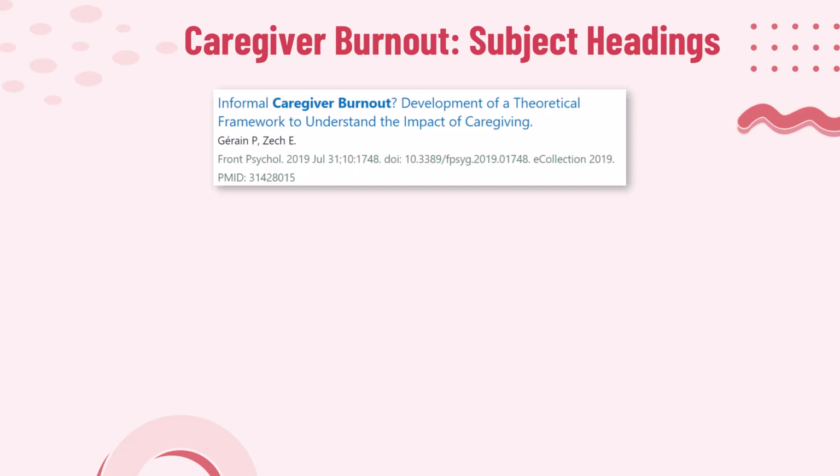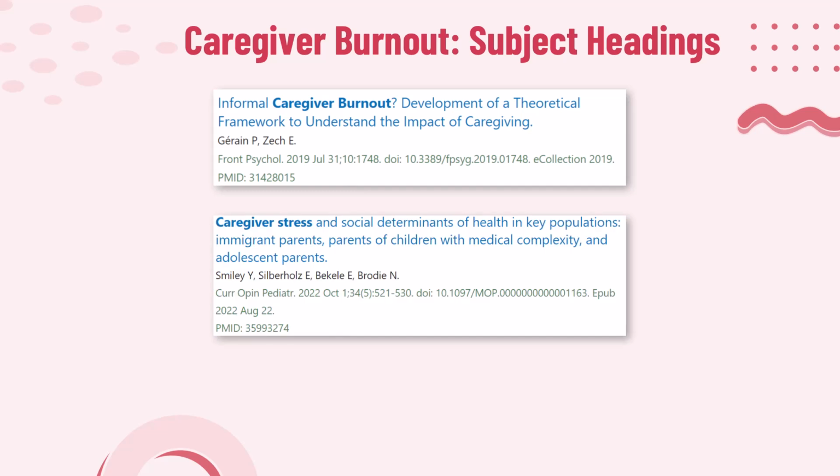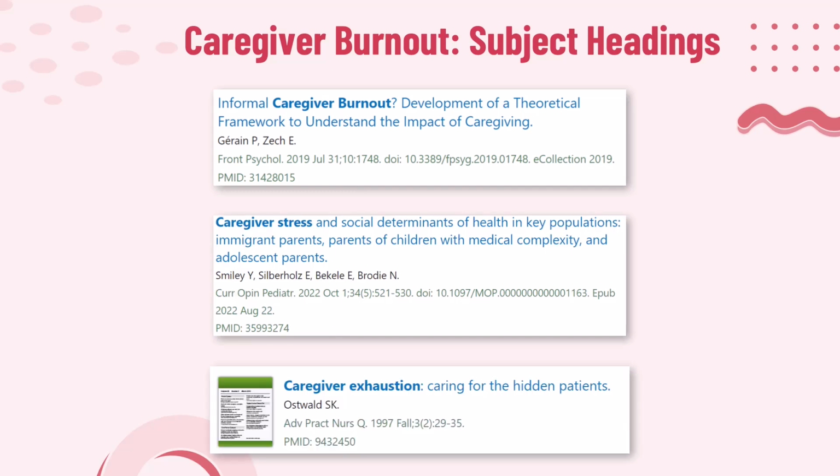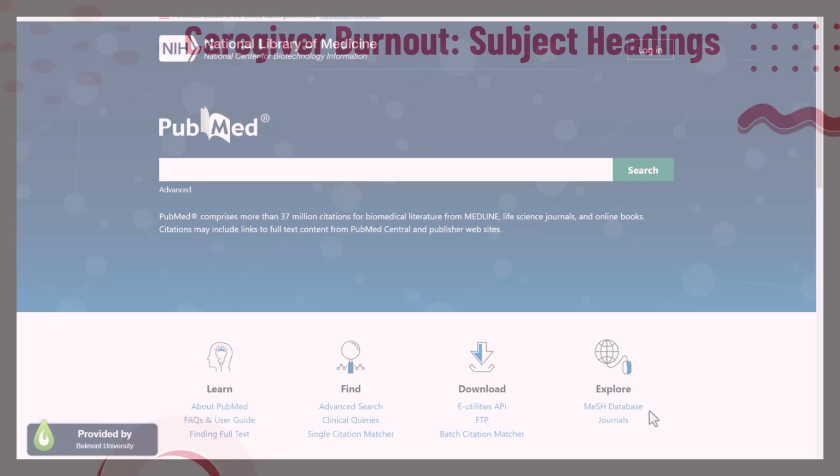A third way you can enhance your search is to use subject headings. Let's go back to my example of caregiver burnout. While that's the phrase I use to describe the topic I'm studying, other authors may use phrases like caregiver stress or caregiver exhaustion. It can be hard to anticipate all those different ways authors may describe what is really a very similar idea. This is where subject headings come in.